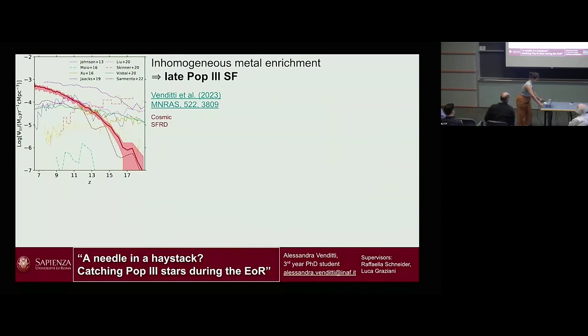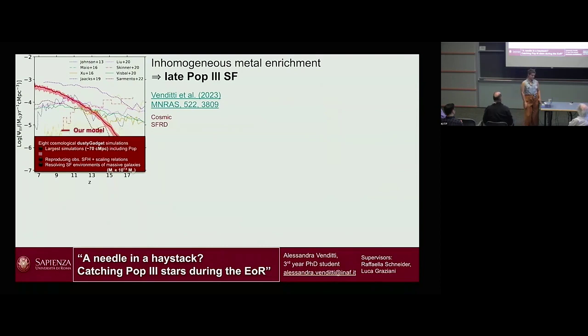Sure. So I confirmed this result in a full cosmological context by studying POP3 star formation in 8 cosmological simulations with the hydrocode Dusty Gadget. These are the largest simulations available that include a model for POP3 star formation, and they have also been shown to reproduce overall the star formation rate density and stellar mass density evolution and the main scaling relations, including the main sequence of star-forming galaxies. Moreover, they also allow us to resolve the star-forming environments of massive galaxies down to a stellar mass of about 10^7.5 solar masses.